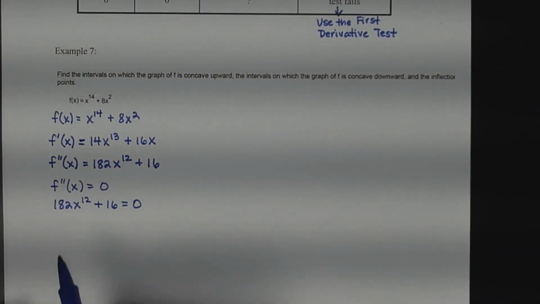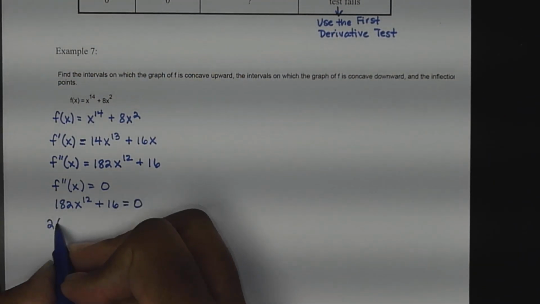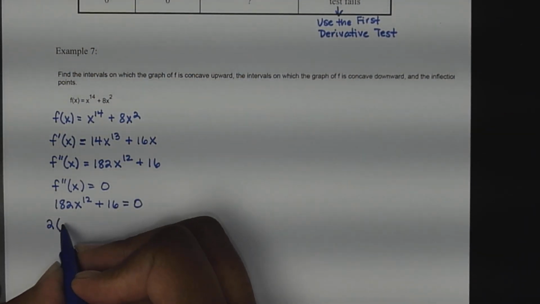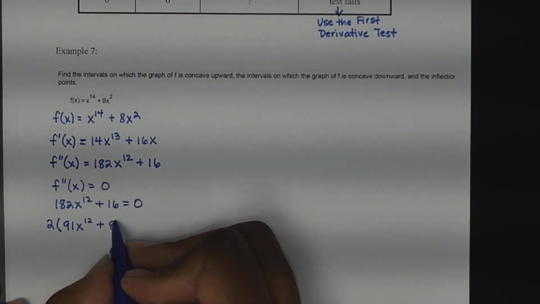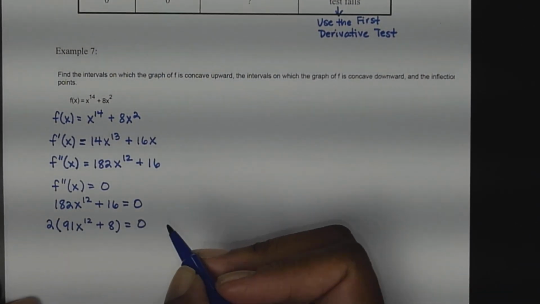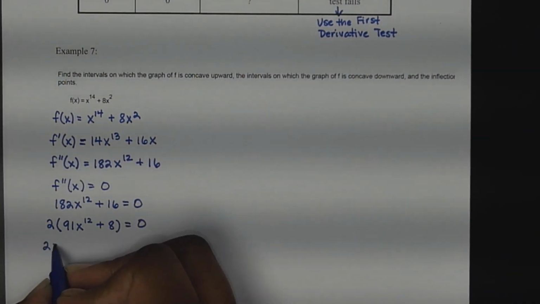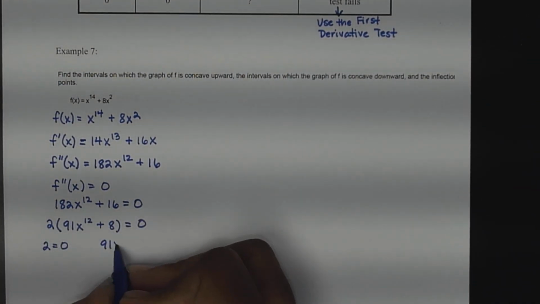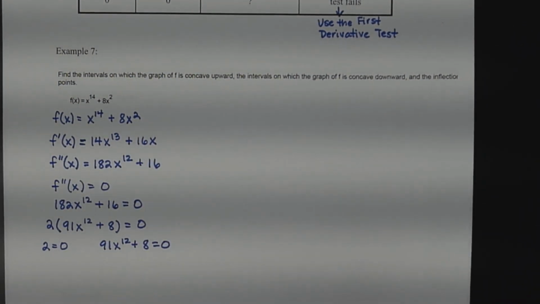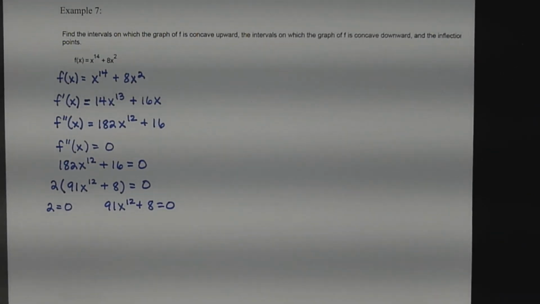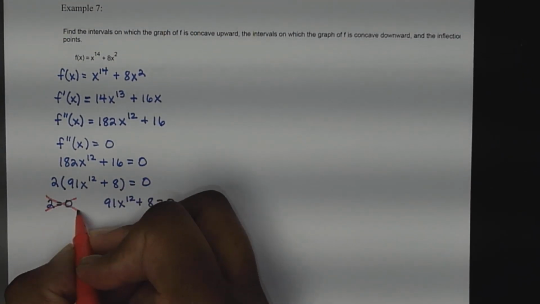Let's see what we can do here. We can factor something out. I believe I can factor out a 2. If I did that, I will have 2 times the quantity 91x to the 12th plus 8 equal to 0. Then we'll set each factor equal to 0. So 2 is equal to 0, and 91x to the 12th plus 8 is equal to 0. That 2 equal to 0, I can cross out because that is a false statement. So that's gone.